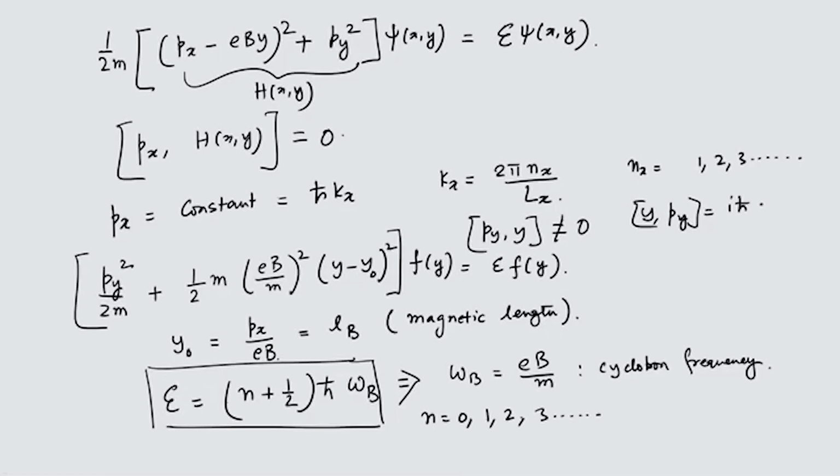Let us see the eigenfunction. Of course we can solve for f of y, that is what we will do, but then we know that the total wave function, psi of x y, is actually a free particle in the x direction multiplied by this f of y. Okay. This is the total wave function for the planar motion of the electron.